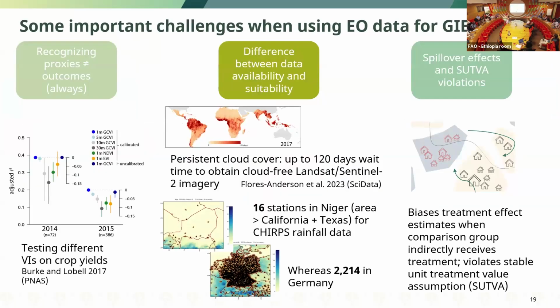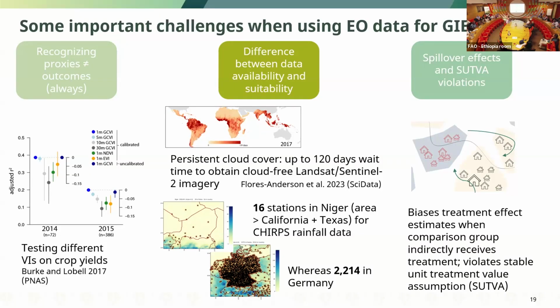Just in the interest of time, and unfortunately the top couple of images are not very clear to see, there are some important challenges that folks should keep in mind, regardless of which method they're applying. The first is that we're often trafficking in indices and proxies, not the thing that we actually care about.